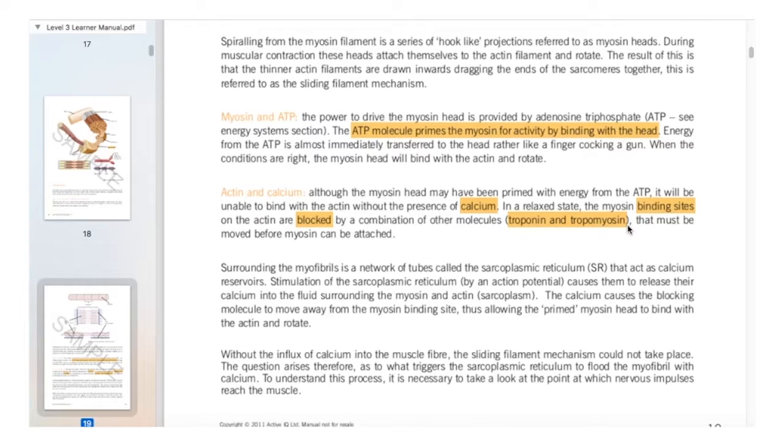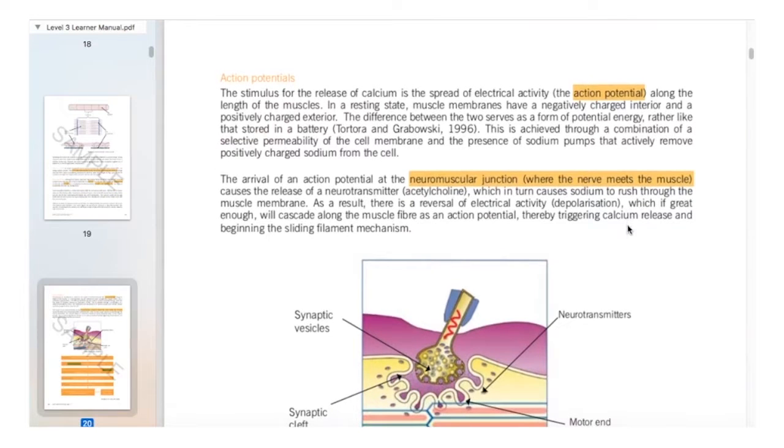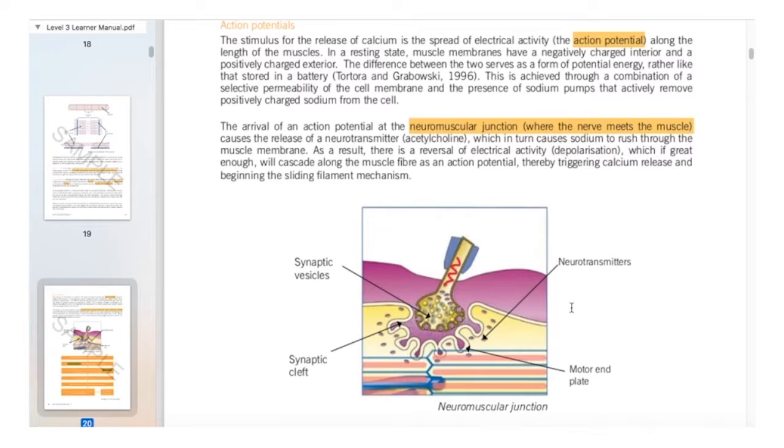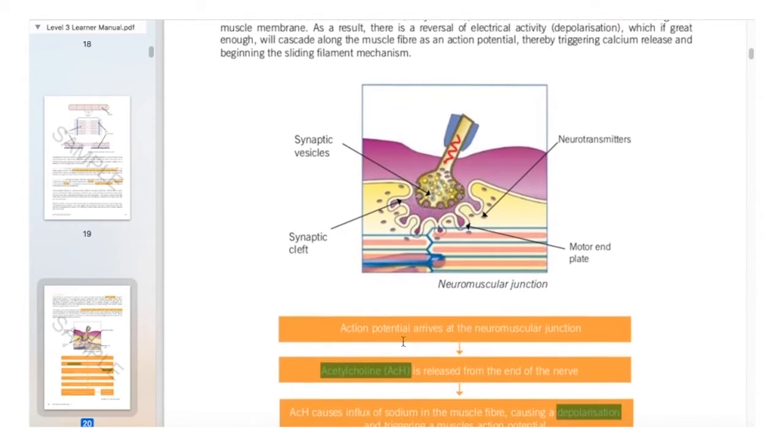So in order to get calcium into the actin to bind onto the myosin, what happens is we have things known as action potentials. On page 20, this is a diagram of the neuromuscular junction, and what happens is when there's an action potential we're going to have a release of something known as acetylcholine. So within these vesicles it helps allow the influx of sodium to reach this area.